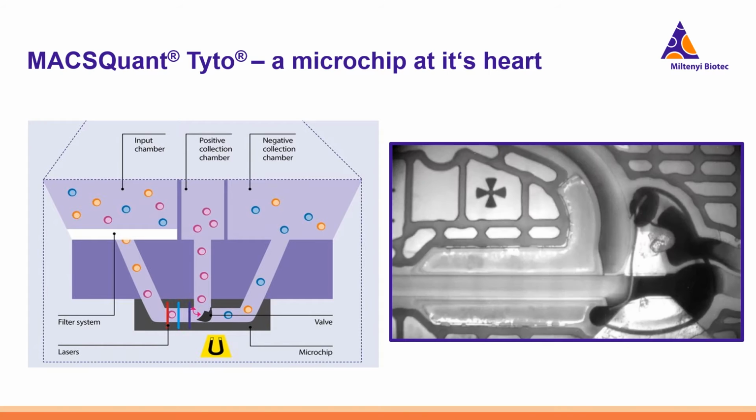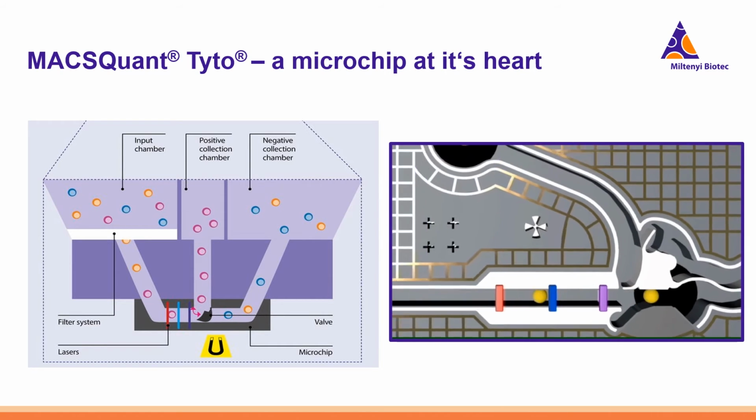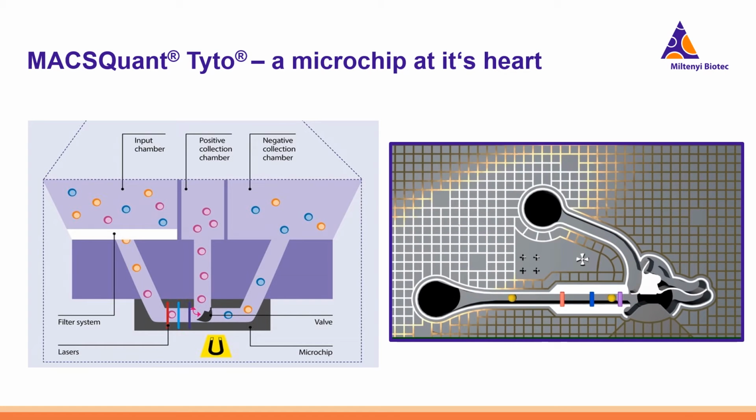Let me show you a short video of this process. As you can see, the valve is opening and closing, and now there are cells coming from the input chamber, going through this microchannel. And as you can see here, the green target cells are being recognized by the system and collected into the positive chamber, and the microvalve will quickly close again so that all the negative cells are moved forward into the negative chamber.